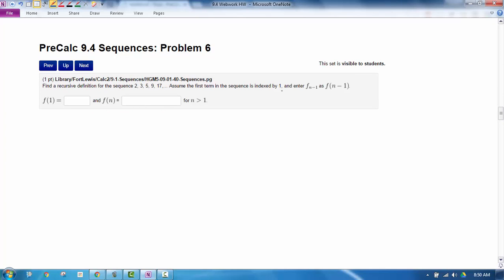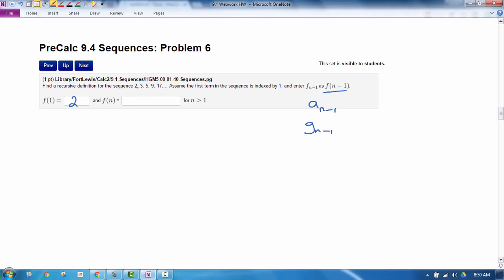All right, the next problem wants a recursive relationship here. And they want us to use f of n minus 1 instead of, usually I use a sub n minus 1 to define the previous term, or sometimes g sub n minus 1 depending on if it's arithmetic or geometric. But it doesn't matter what you use. We can use that to describe the previous term.